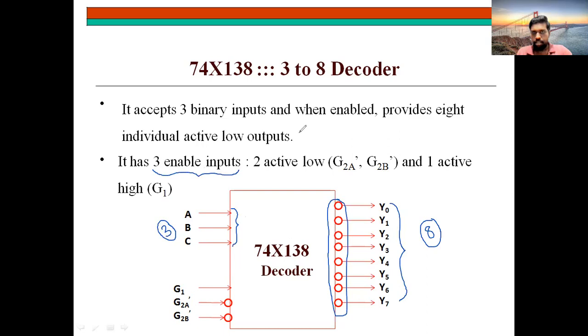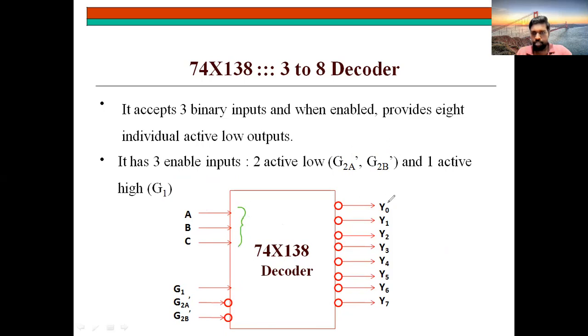3 enable inputs. Among these, 2 are active low, that is G2A bar and G2B bar, and 1 is active high, that is G1. So this is very important. This IC configuration is very important: 3 active high inputs, 8 active low outputs, 3 enable inputs, among which 2 are active low and 1 is active high.